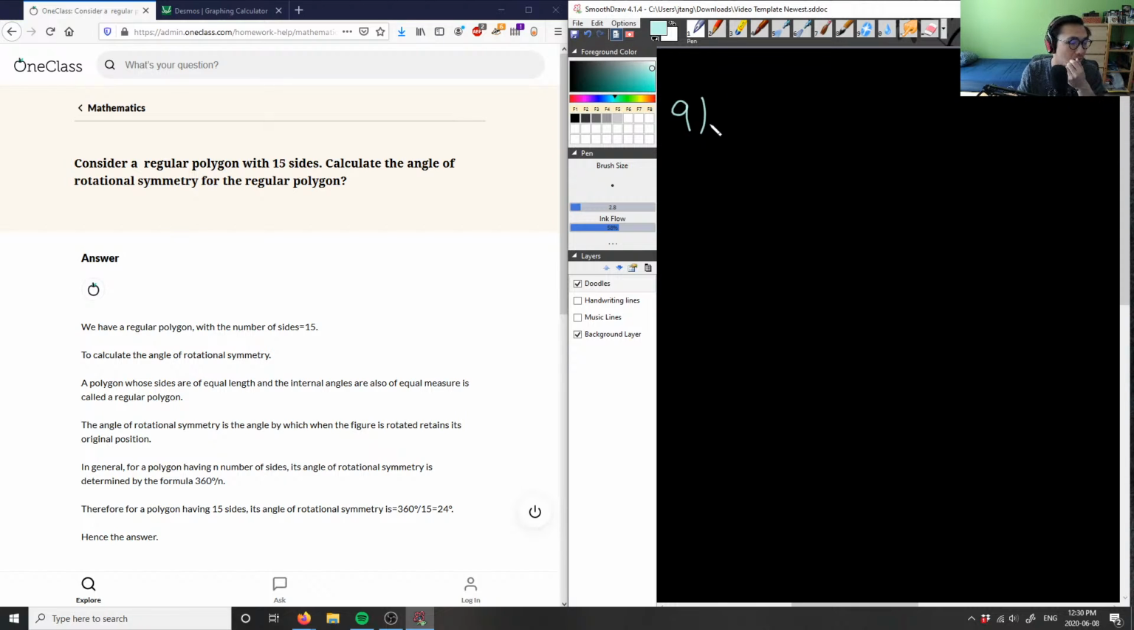It says, consider a regular polygon with 15 sides. Calculate the angle of rotational symmetry for the regular polygon. So let's look at our polygon here. We have 15 sides in our polygon, and we want to know the angle of rotational symmetry.